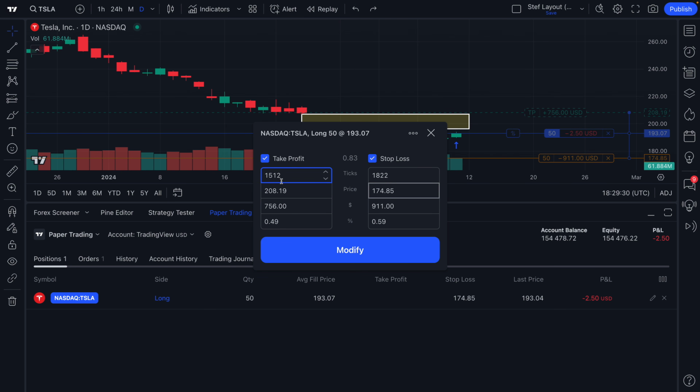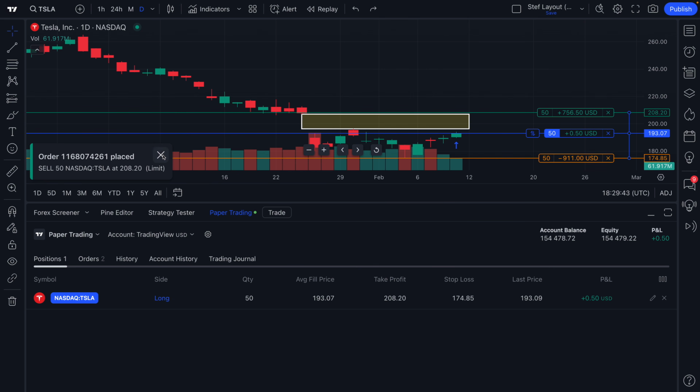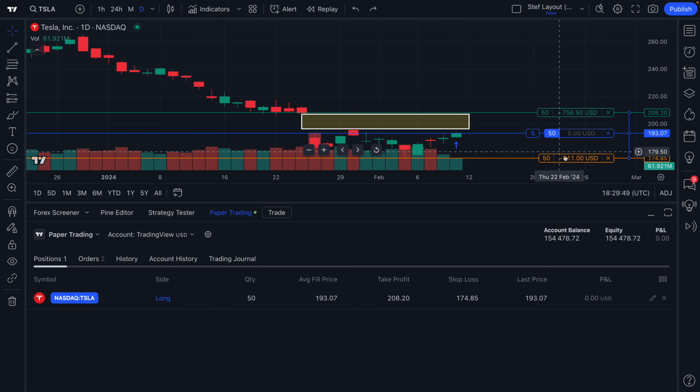And once again, you can see the ticks, price, dollar, percentage, and now you can also view them side by side. So take profit, stop loss. You now have a complete picture of the bracket trade you're placing. By the way, you just learned something new. This is a bracket trade because you can see the brackets here, your entry, your take profit, your exit.